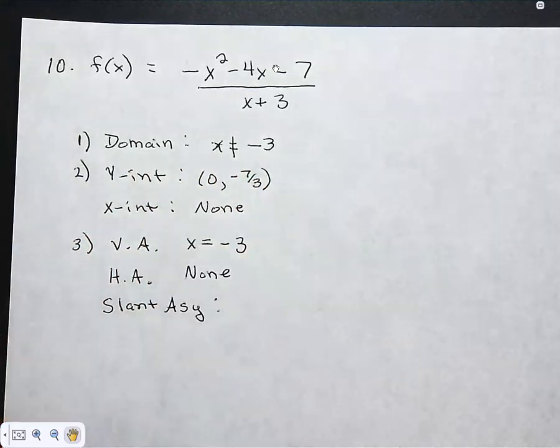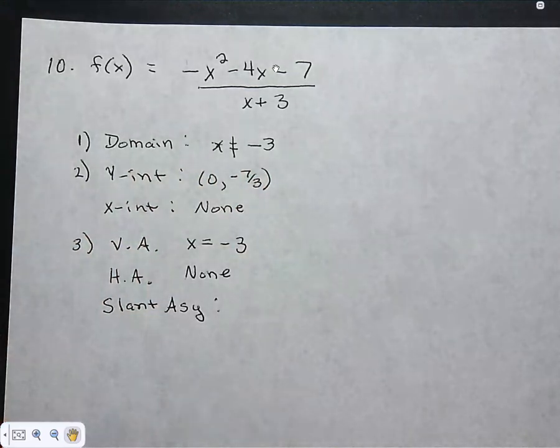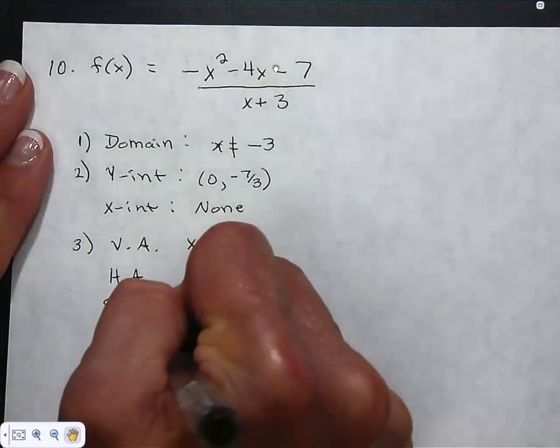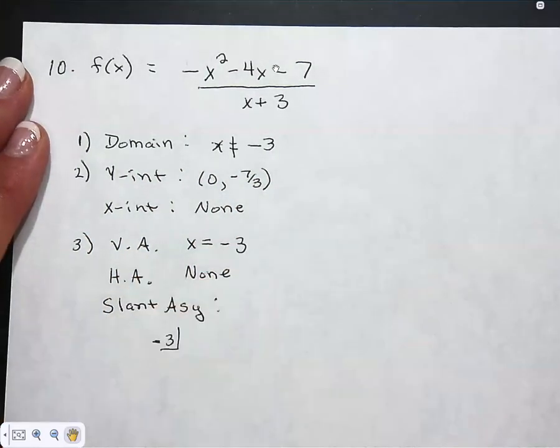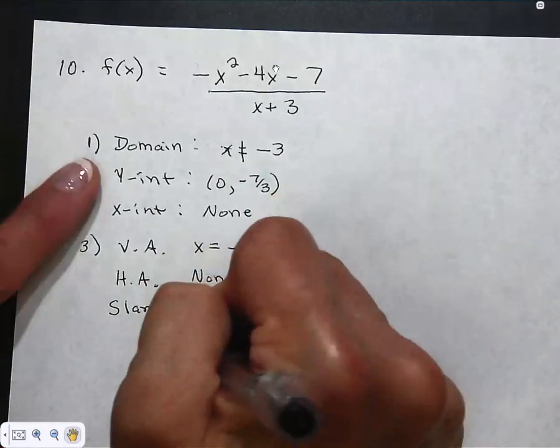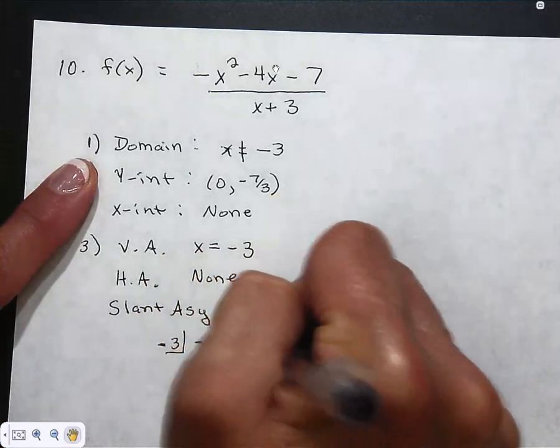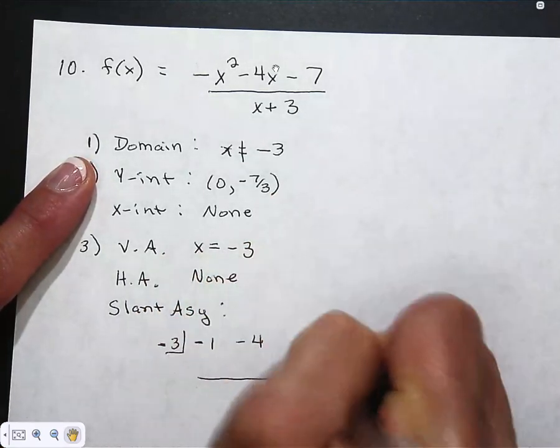And how do I find it? If the denominator was a monomial, I would divide that into 3 terms and get the linear part. But because it's a binomial and I can use synthetic division, I'll use synthetic division with -3 in the box and the coefficients -1, -4, -7 out beside that box.